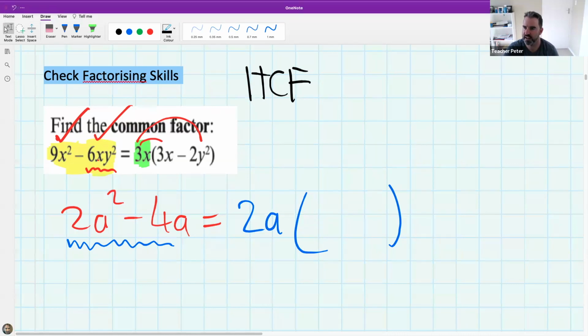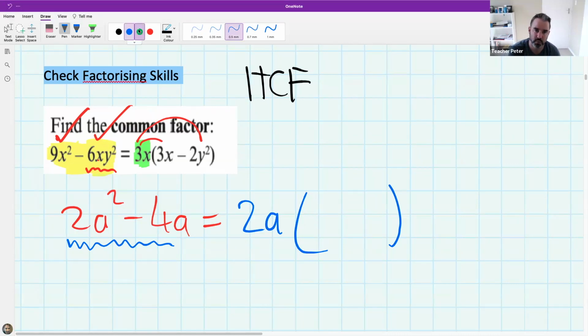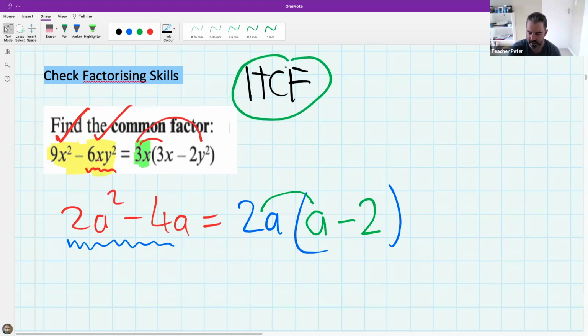Pop your answer in the chat there. It would be a, because that would give me my 2a squared, and then this would be minus 2. Okay, and that's an example of how we use the technique of HCF to factorize. This is normally the first technique you always try to do with expanding.